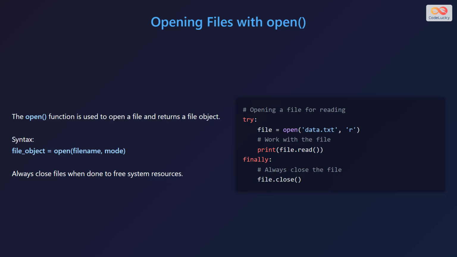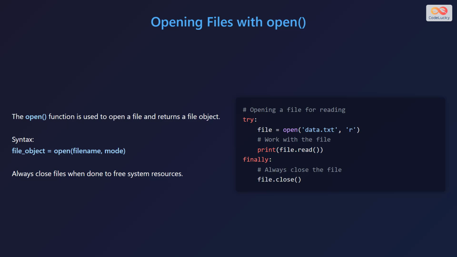The open function is used to open a file and returns a file object. The syntax is file object equals open, then the file name and then the mode. It is very important to always close the file after you are done to free up the system resources.